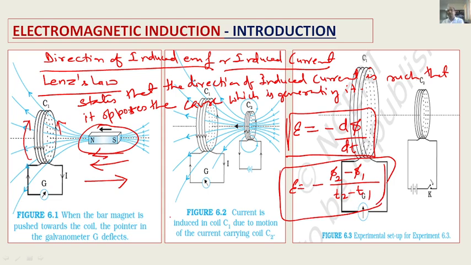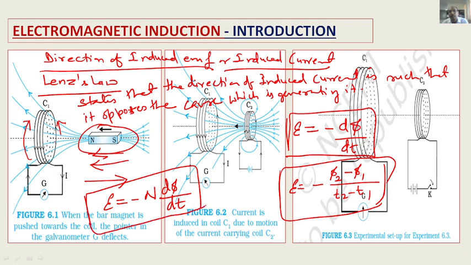If there are a number of turns in a coil, in that case the induced EMF will take the value of minus n d phi by dt, where n is the number of turns in the coil.